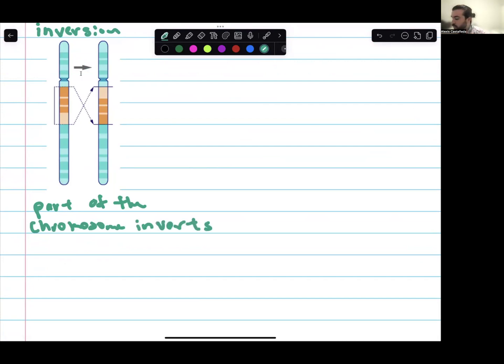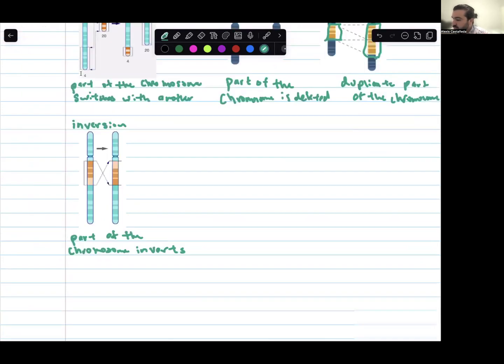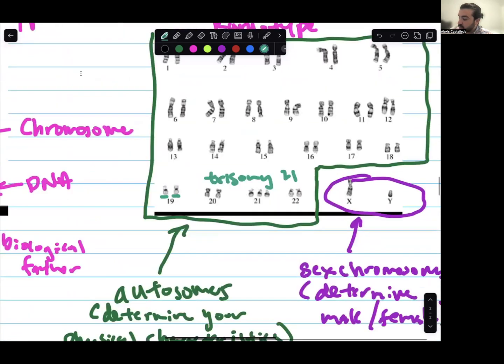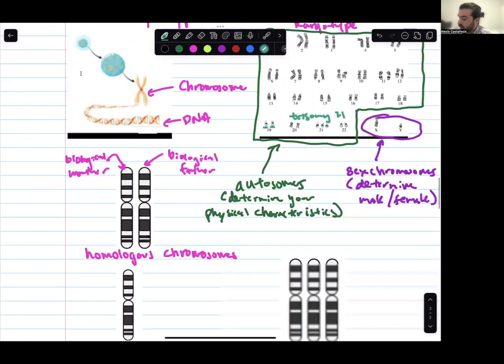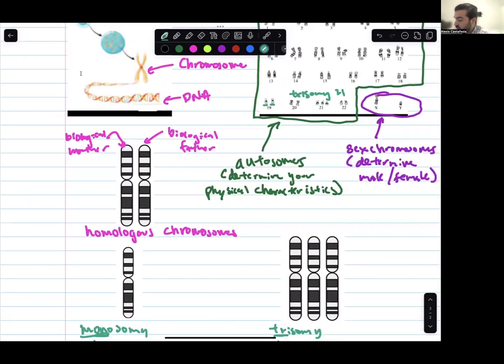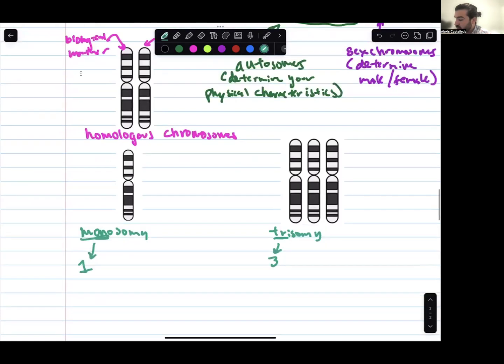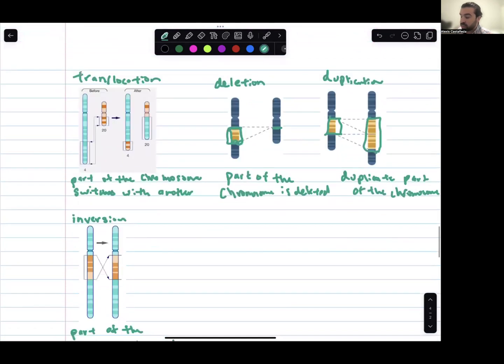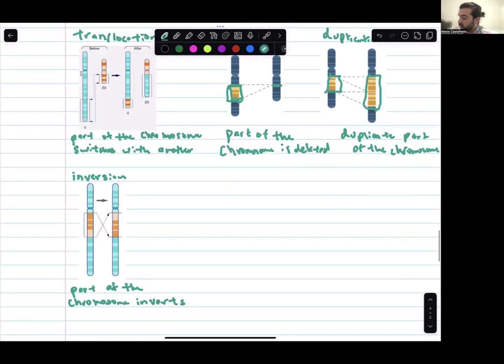So what you're going to do is see these actual karyotypes, the chromosomal spread of different people, and you're going to label them. You're going to find the homologous chromosomes. You're going to find if there are any monosomies or trisomies. And then you're going to look for these kinds of potential conditions that may arise.